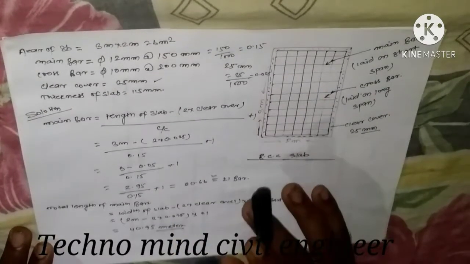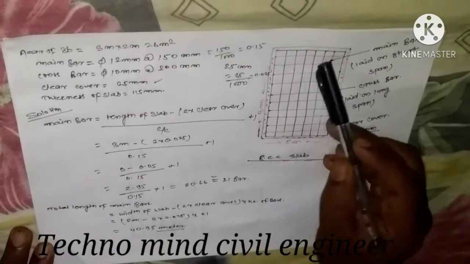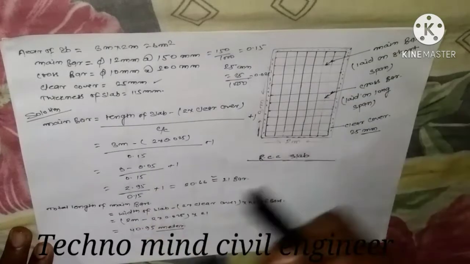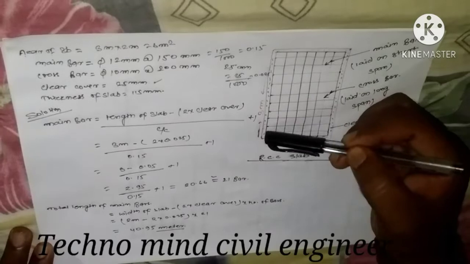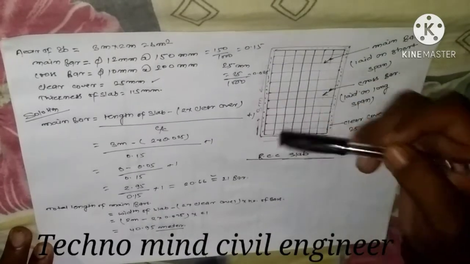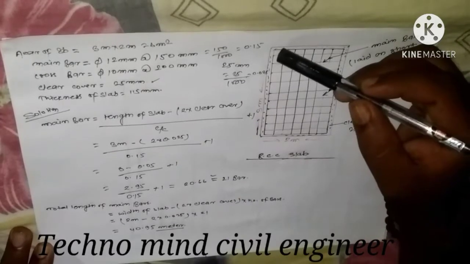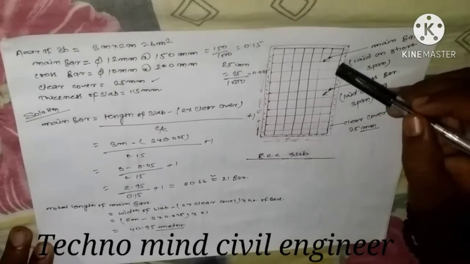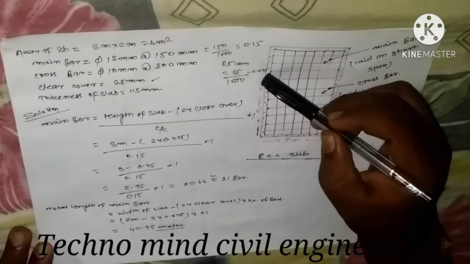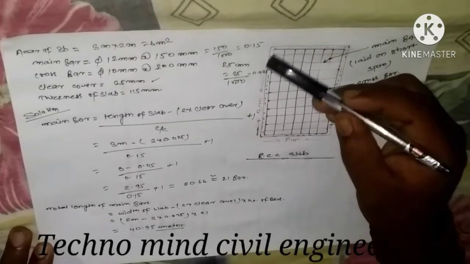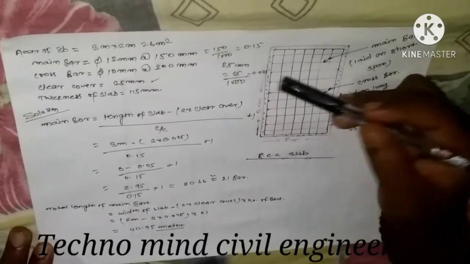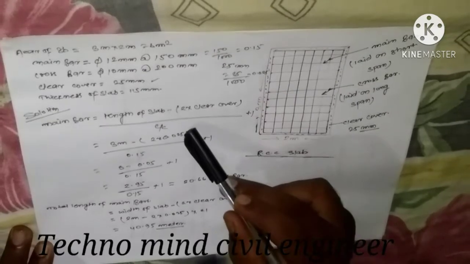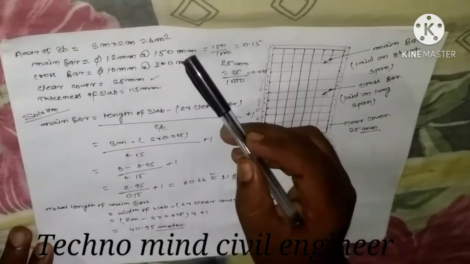Solution. First of all, we calculate the main bars of the slab. The number of main bars is calculated using this formula: length of slab minus 2 into clear cover, that is, the total length minus the clear cover at this end and this end, plus 1, divided by the center to center distance of the main bar, which is given as 150 mm.